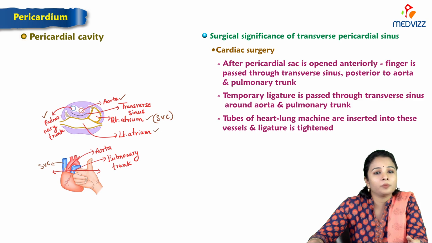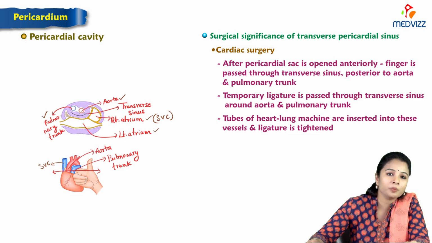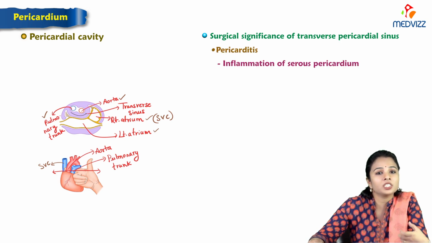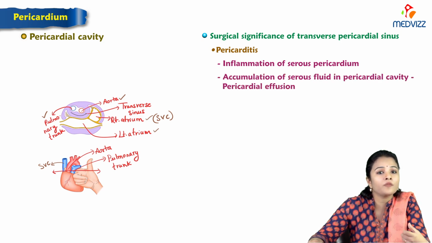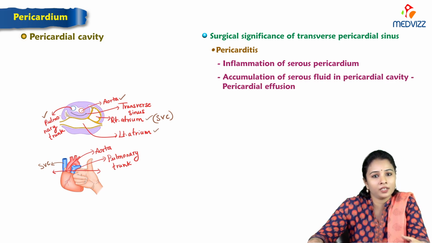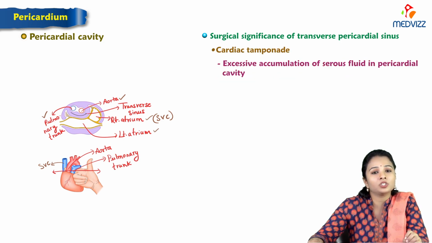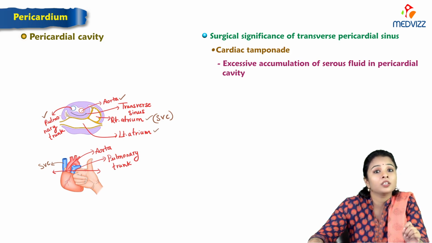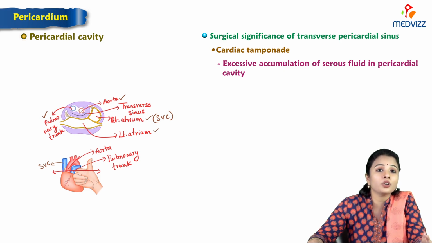Next, about pericarditis. Inflammation of the pericardium is called pericarditis, and we shall also discuss cardiac tamponade. The inflammation of serous pericardium is called pericarditis, which causes the accumulation of serous fluid in the pericardial cavity, which is called pericardial effusion, the excessive accumulation of serous fluid in the pericardial cavity. We know how much is the amount of pericardial fluid? It is around 20 ml. If the accumulation of fluid is beyond 20 ml, it is called pericardial effusion.